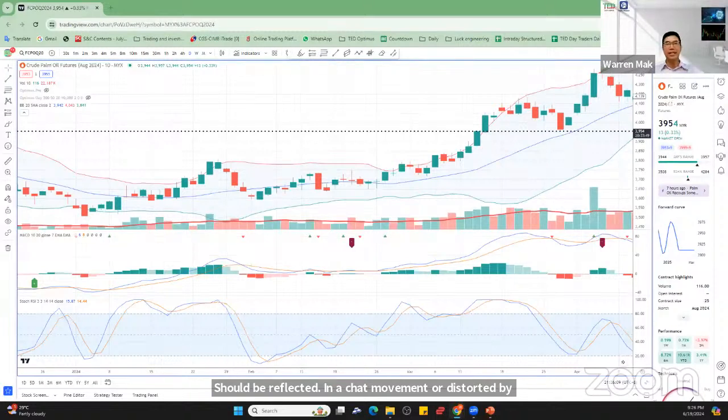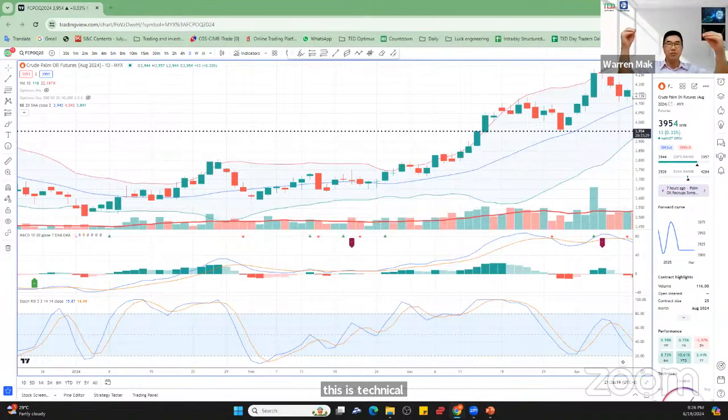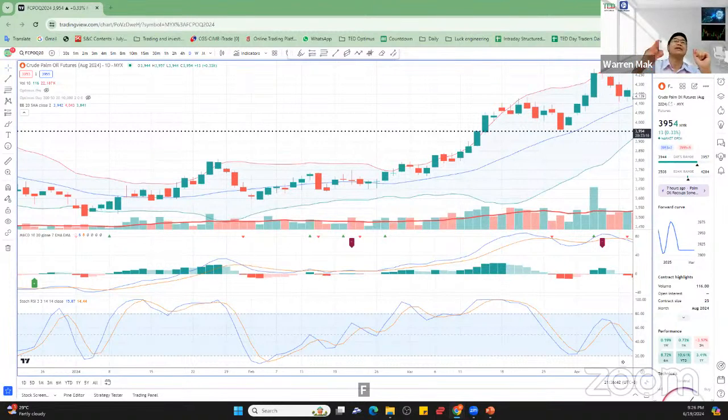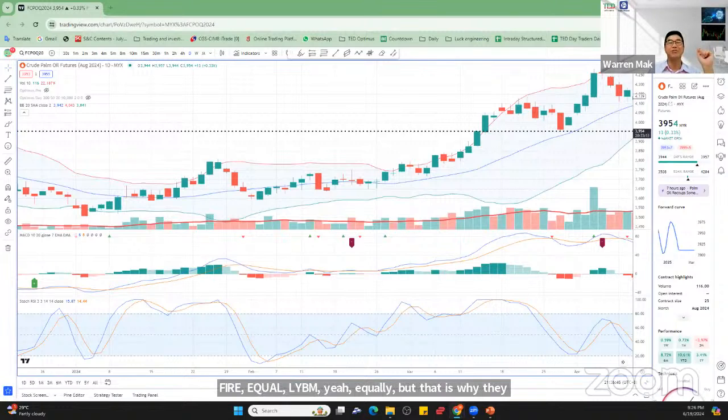It says everything should be reflected in the chart movement, or discounted by the chart or candlestick. Meaning I don't care whether it is technical, fundamental, news, feng shui, syndicate, or even a mistake. All of this eventually comes to a conclusion, and then only the price will match. When a price is matched, whatever noise or news that affected the price is already discounted and finds an equilibrium. That is why they say you don't have to worry about fundamentals; you just go for technical.